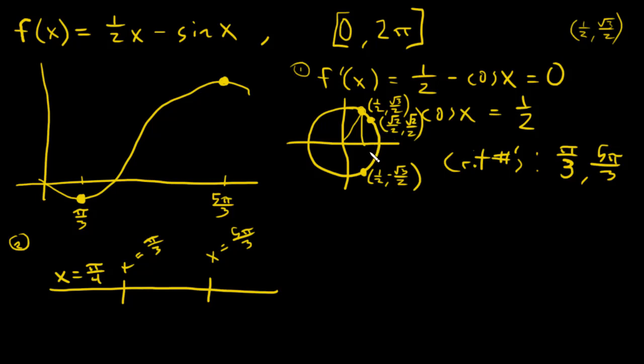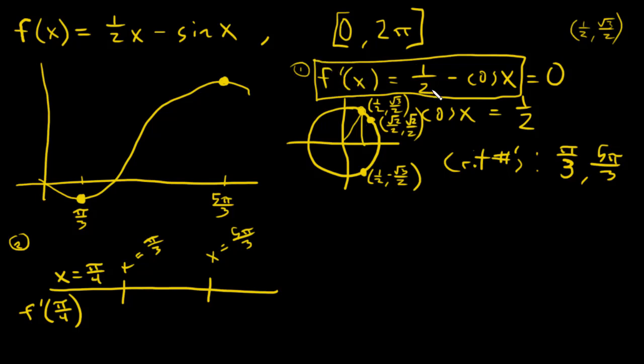So the f prime of pi/4, well, f prime is 1/2 minus cosine x. Remember, this is actually f prime. It is not equal to 0. We set f prime equal to 0 to find the critical numbers, but f prime itself is 1/2 minus cosine x. So I plug in pi/4. What is pi/4? Well, pi is 3.14. Divide that by 4, and you've got like 0.7 something. So 1/2 minus 0.7 something, that's going to be a negative value. So this is negative. And I'm just going to indicate that with a little thing right here going down.